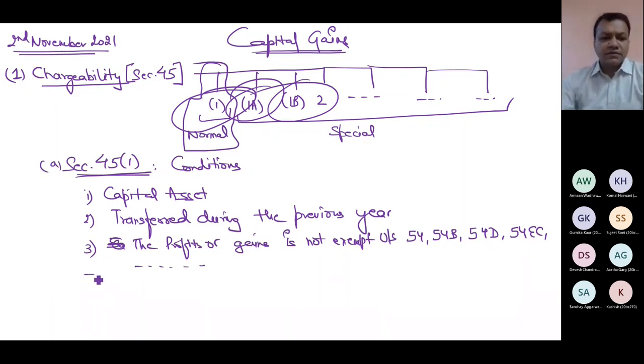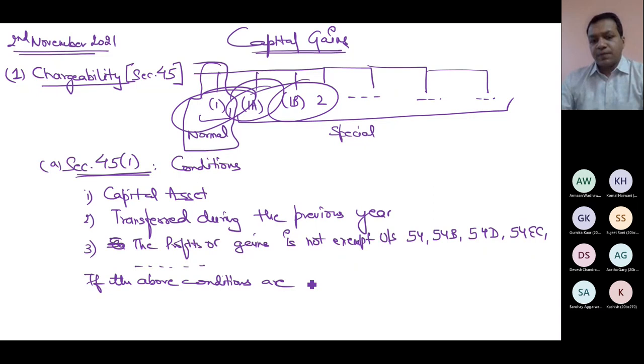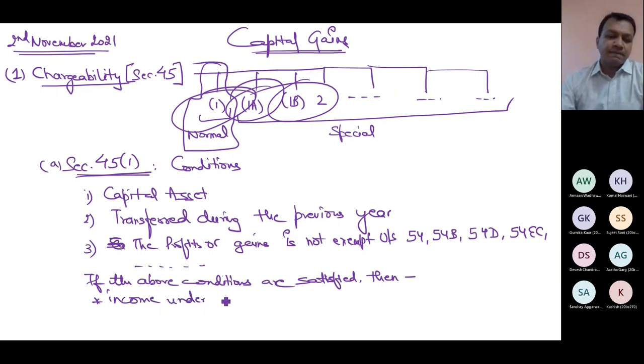And if the above conditions are satisfied, then what happens? Income has to be computed. Income has to be computed under the head capital gain. This is first thing. Income under the head capital gain is required.